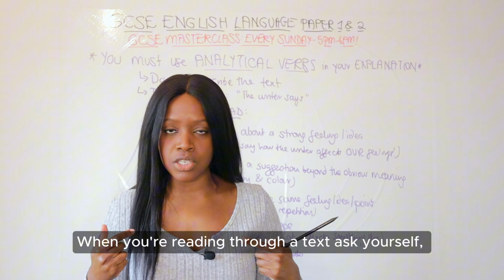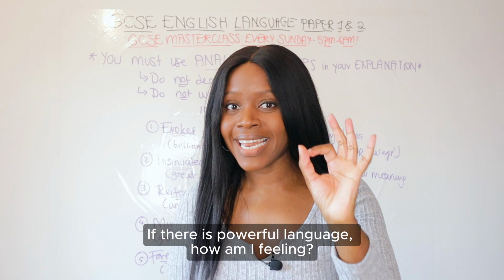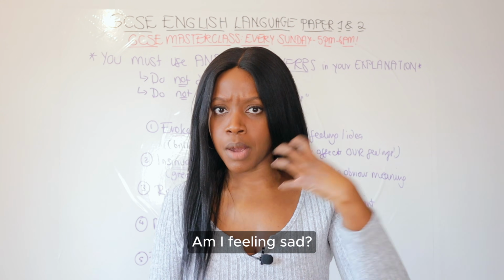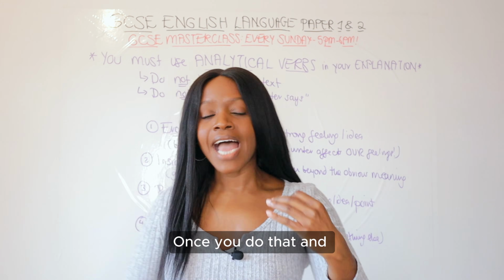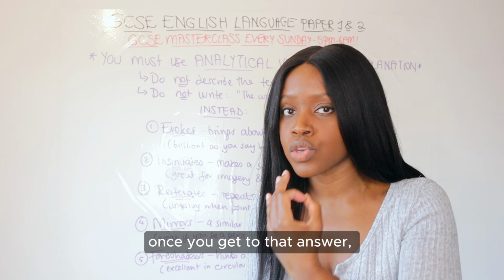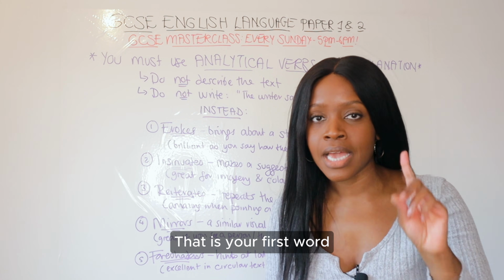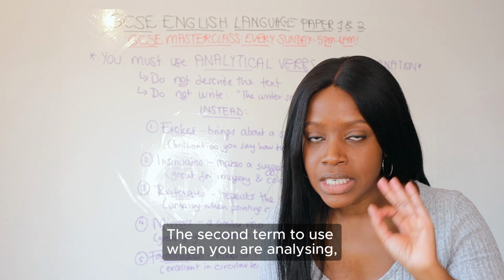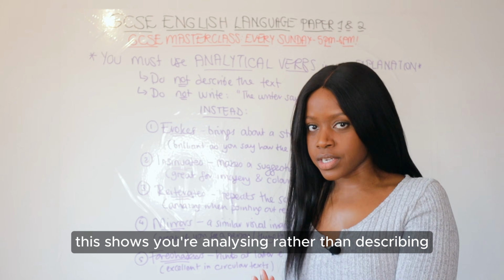So when you're reading through a text, ask yourself, okay, is there any powerful language that's being used? Okay, there is powerful language. How am I feeling? Am I feeling sad? Am I feeling moody? Am I feeling really happy? Am I feeling excited? And once you get to that answer, you then say how the writer evokes these feelings. That's your first word.